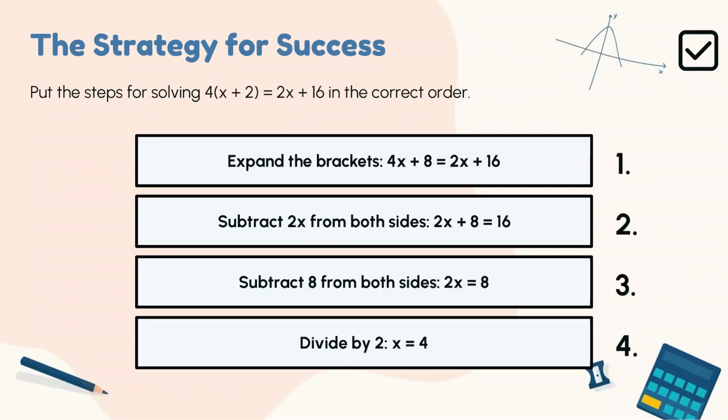The correct order is: first, expand the brackets. 4x + 8 = 2x + 16. Second, subtract 2x from both sides. 2x + 8 = 16. Third, subtract 8 from both sides. 2x = 8. Fourth, divide by 2. x equals 4. This gives us a clear strategy. Expand, collect variables, collect constants, then divide.